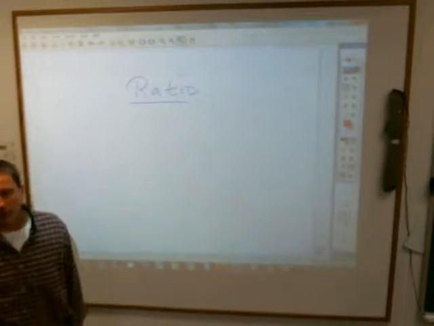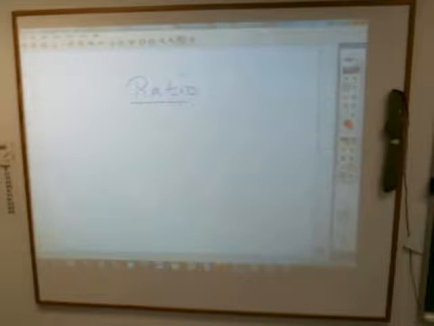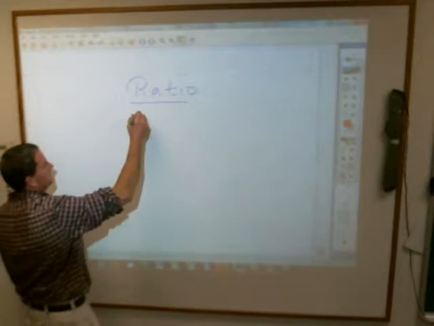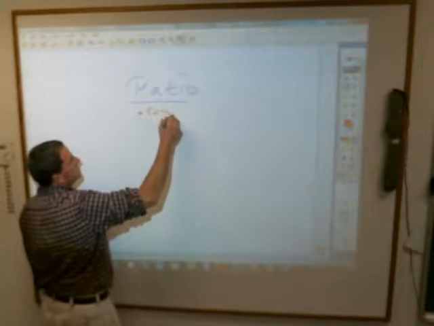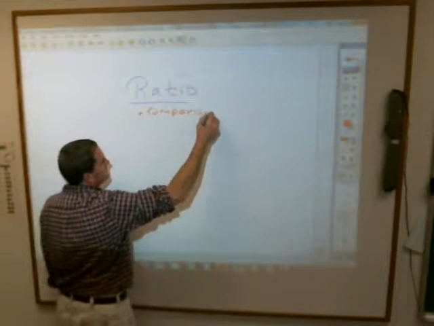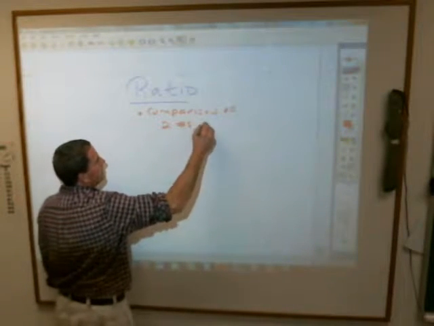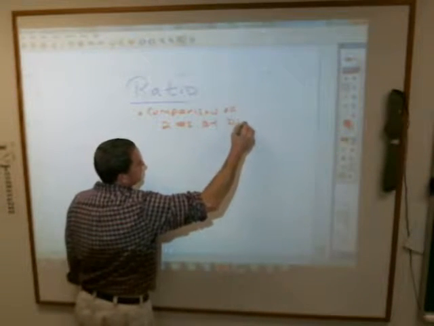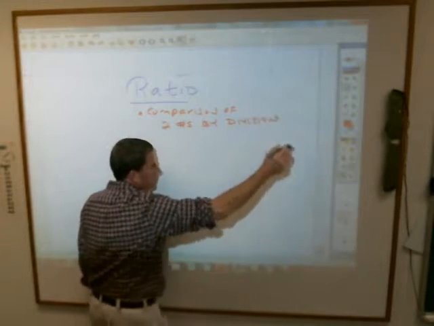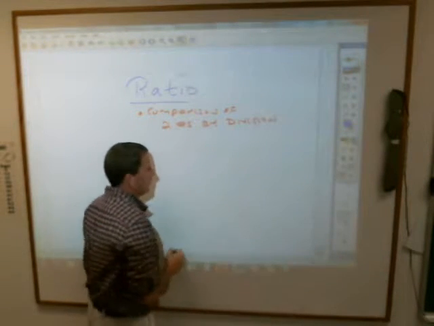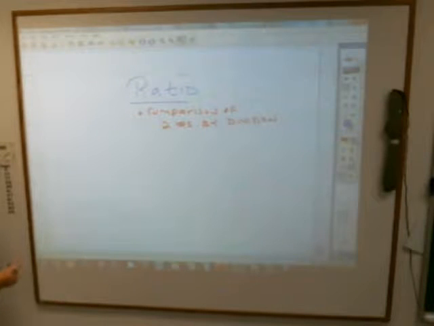In math, when we talk about ratios, you are talking about a comparison of two numbers by division. You do this all the time, so it's not really going to be earth-shattering or earthquaking as our drill would be.